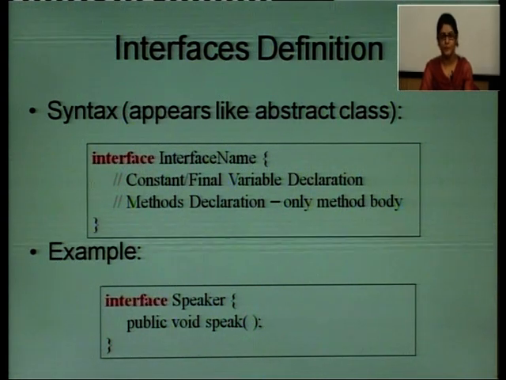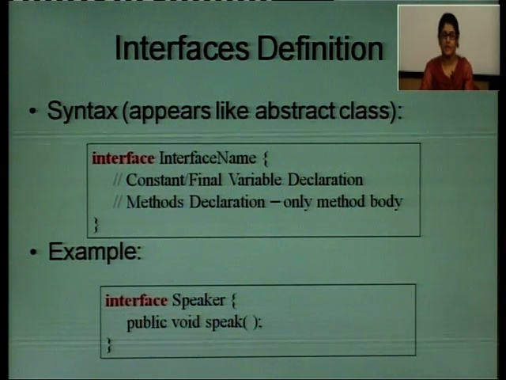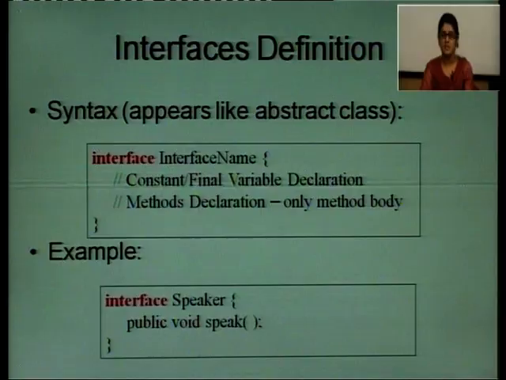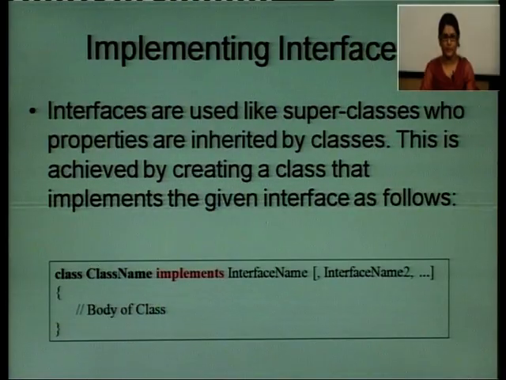For example, interface speaker, and within curly brackets, I have declared a method public void speak. Note that after round brackets, I have marked the semicolon. That means this method will only be declared and it will not be defined by the system. So this is the way how you can define the interfaces in Java.